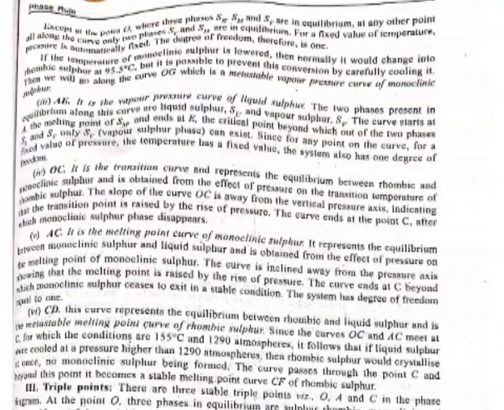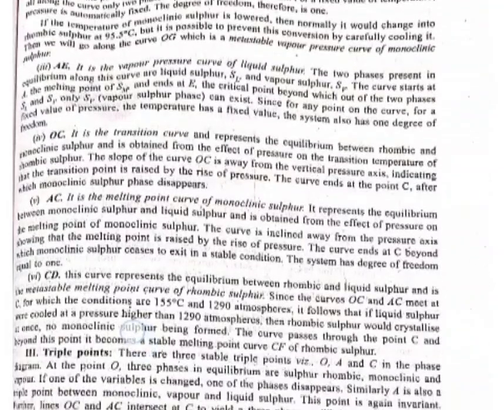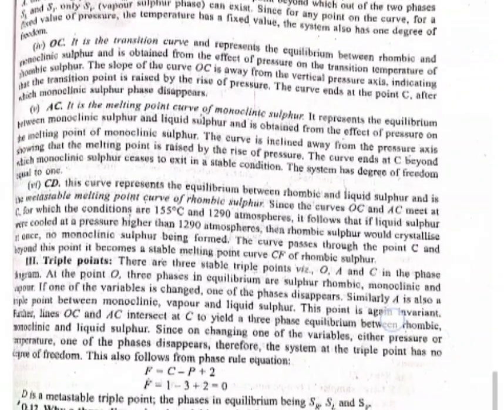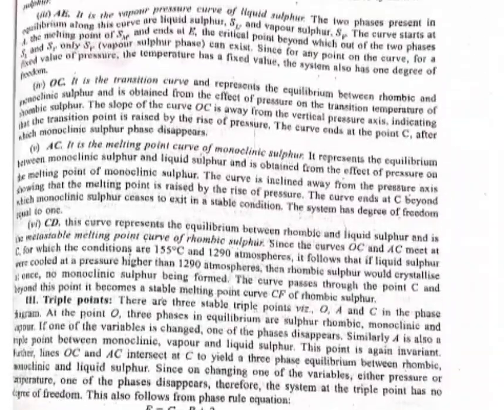For a fixed value of temperature, pressure is automatically fixed. The degree of freedom also is 1. If the temperature of monoclinic sulfur is lowered below the transition temperature, it will change into rhombic sulfur at 95.5 degrees Celsius. But it is possible to prevent this conversion by rapid cooling. Then we will go along with the curve, which is the metastable vapor curve of monoclinic sulfur. Curve AV is the vapor pressure curve of liquid sulfur.